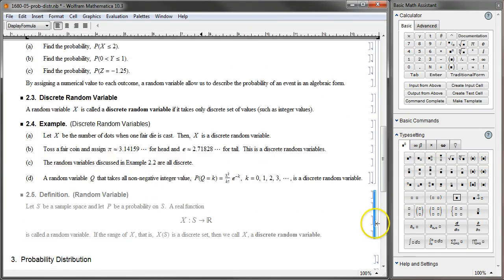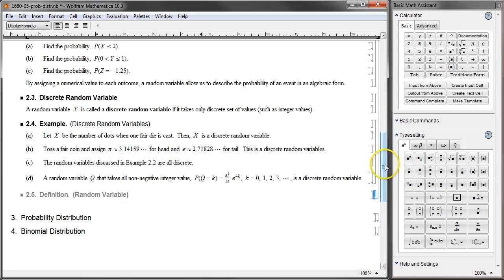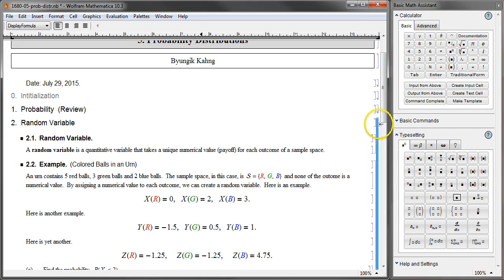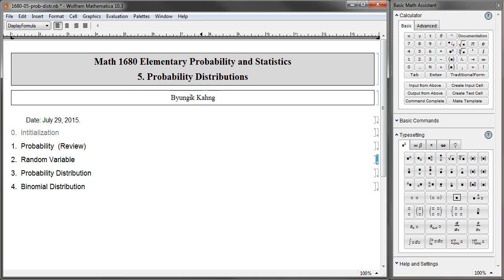By the way, for an advanced student, here is a precise mathematical description of a random variable. It is actually a real valued function defined on the sample space. In other words, each element of a sample space has a real value. So much for random variables 5.1. In the next video, we're going to start discussing probability distribution.